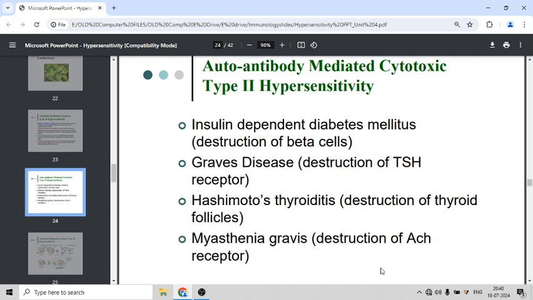Similarly, autoantibodies produced against the thyroid follicles, which is called Hashimoto's thyroiditis, will result in destruction of thyroid follicles, as well as the autoantibodies produced against the ACH receptor, which is distributed all over the body on skeletal muscles, may result in myasthenia gravis. This also can be given as a type 2 hypersensitivity reaction as well as an autoimmune reaction. In all these cases, there is destruction of the cells, which is cytotoxic destruction. We'll stop here.